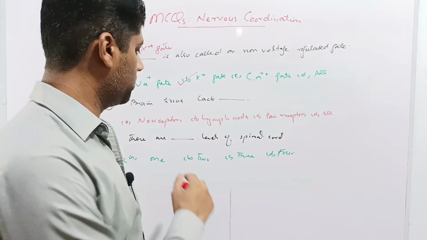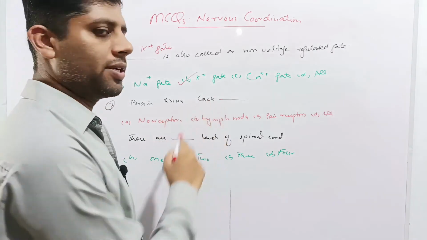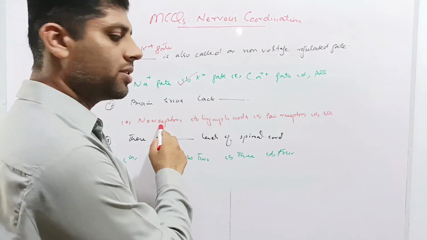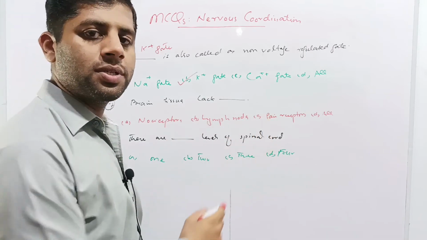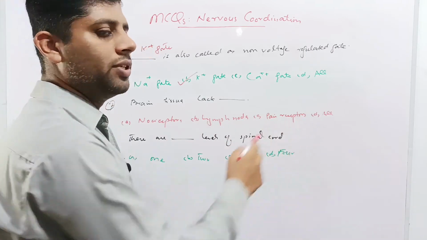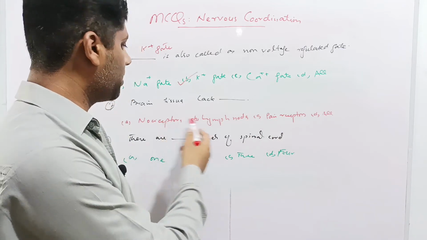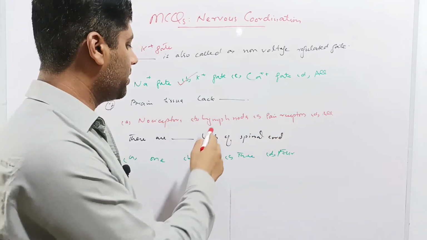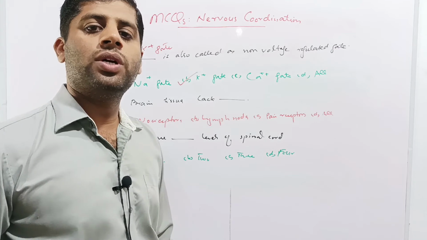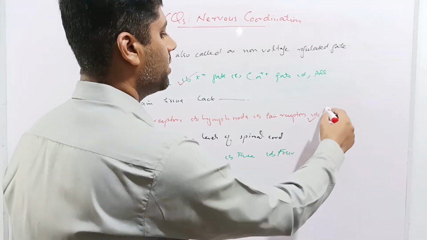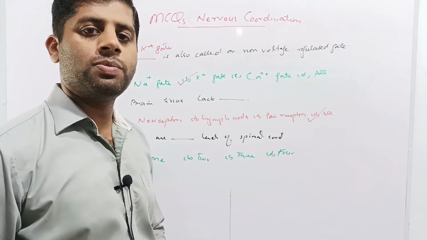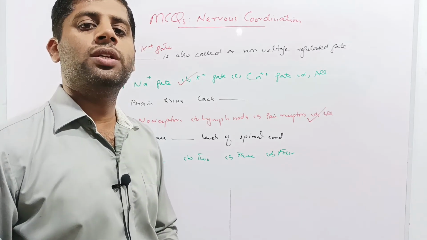Next question is, brain tissues lack dash. Given options are nociceptors or the pain receptors, the lymph nodes, pain receptors, or all of these. The nociceptors and pain receptors are the same, and lymph nodes. So all these tissues or receptors are absent in the brain. The most suitable option will be D, that all of these parts, the nociceptors, pain receptors and lymph nodes, are not found in the brain.